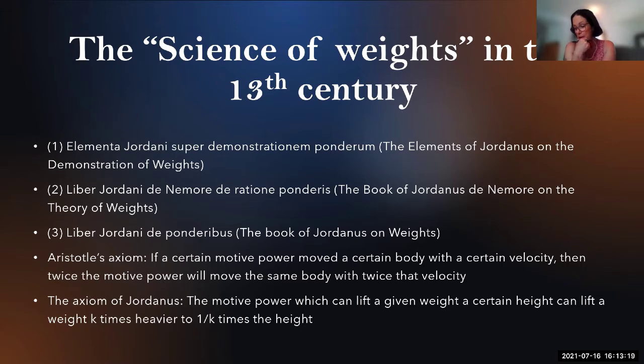Namely that the motive power which can lift a given weight a certain height can lift a weight k times heavier to 1 divided by k times the height. This is the germ of what would later be called the principle of virtual displacement. So who was Jordanus? Jordanus de Nemore.